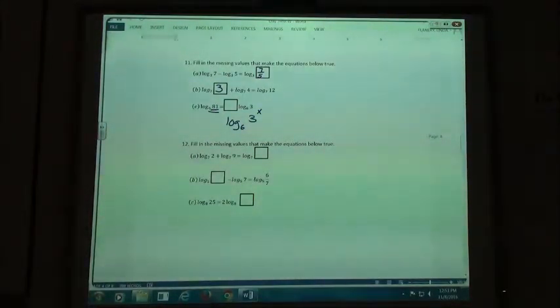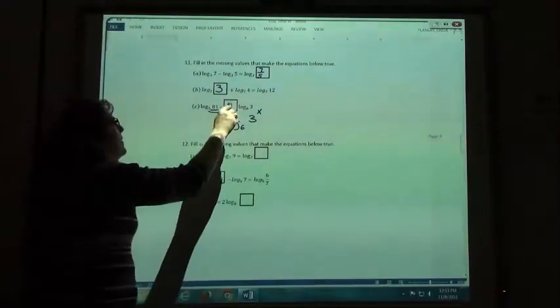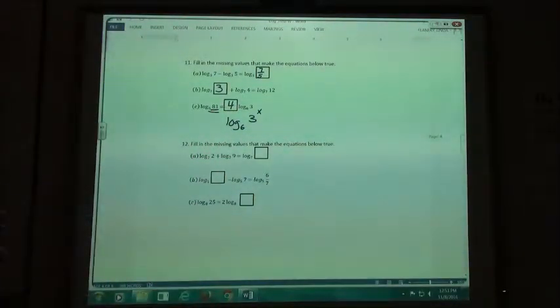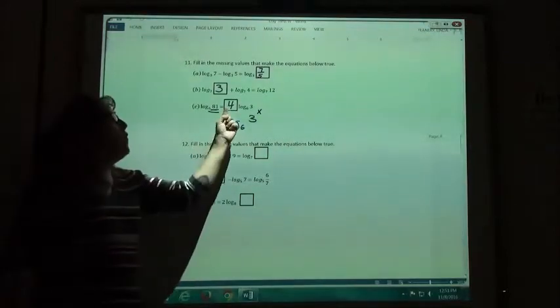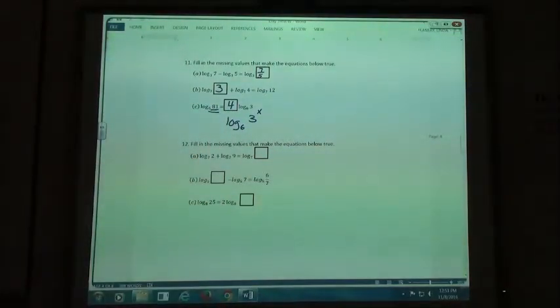I don't think so. That was my first answer too, but no. What times what times what times what is 81? 3 times 3 times 3 times 3. So 3 times 3 is 9, 9 times 3 is 27, 27 times 3 is 81. So it would be 3 to the 4th. That would give you 81. So 4 times the log base 6 of 3 equals the log base 6 of 81.